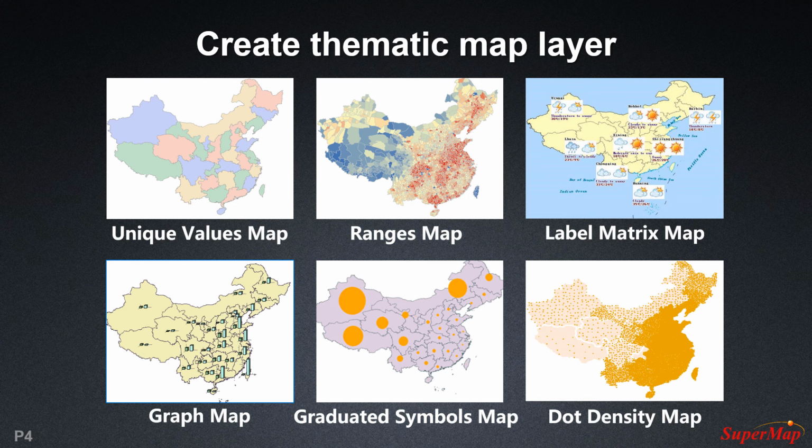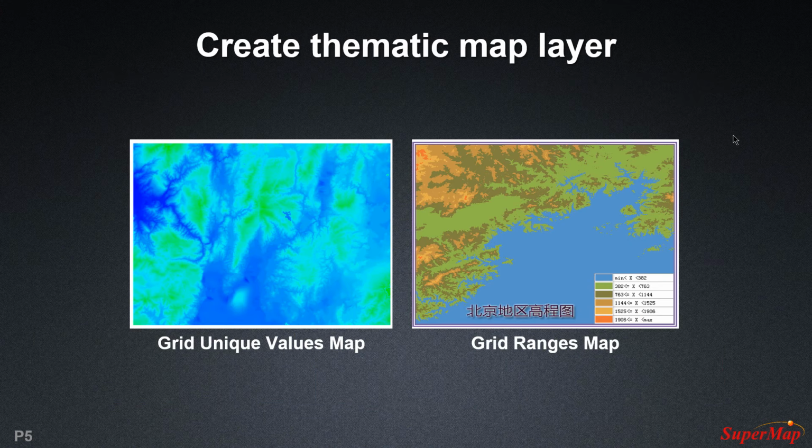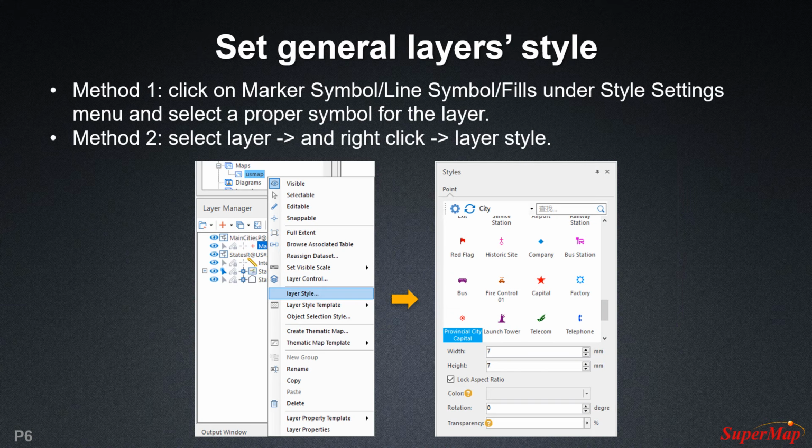Now, the vector thematic map is further divided into single value thematic maps, segment thematic maps, and label thematic maps, etc. Now, in Supermap, 9 different types of thematic maps are supported, namely unique values map, ranges map, label matrix map, graph map, graduated symbols map, dot density map, grid unique values map, and grid ranges map. Now, these two that you see here are examples of a grid thematic map.